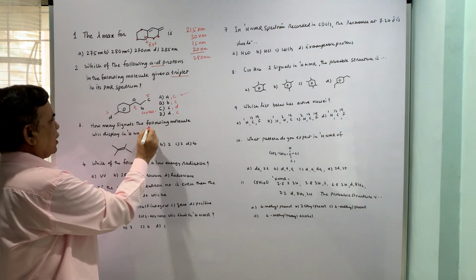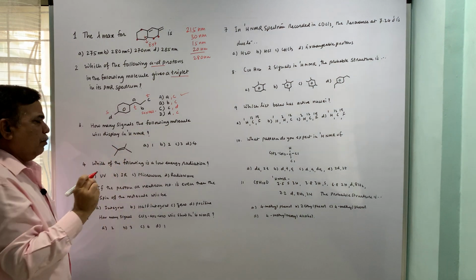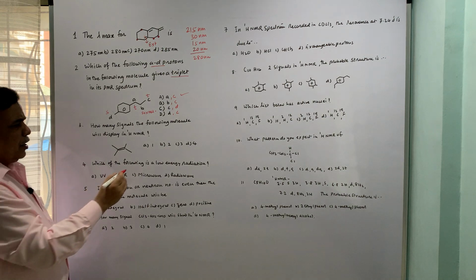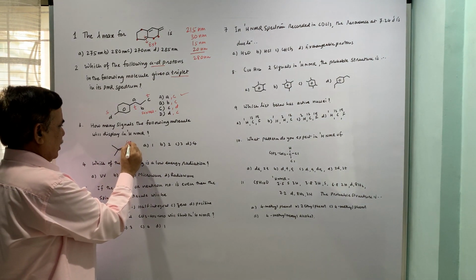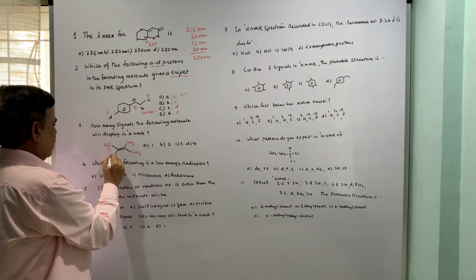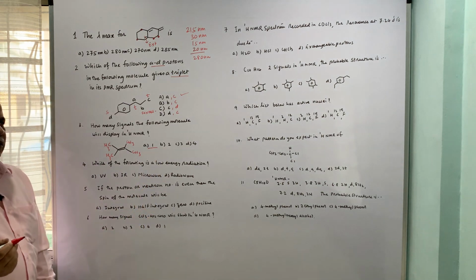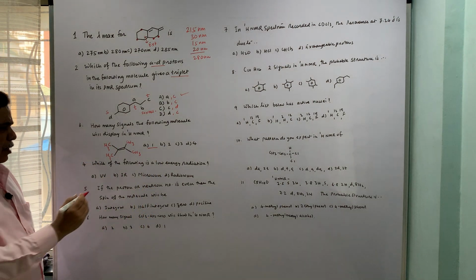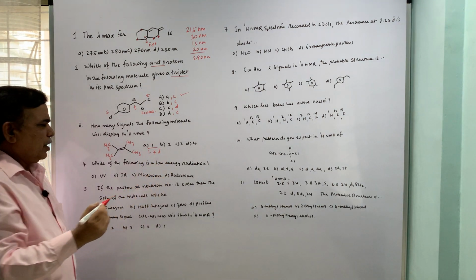How many signals will the following molecule display in its proton NMR? The options are 1, 2, 3, 4. All these methyls are chemically equivalent and they are going to display only one peak. All 12 hydrogens can give absorbance around 1.7 delta.